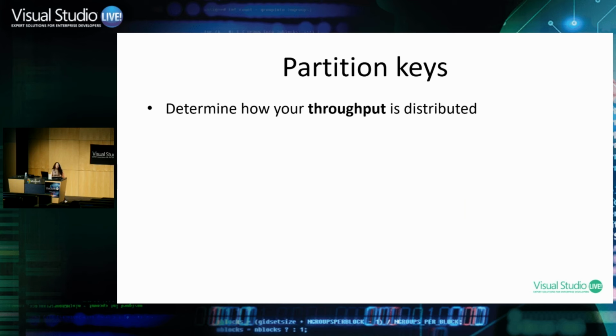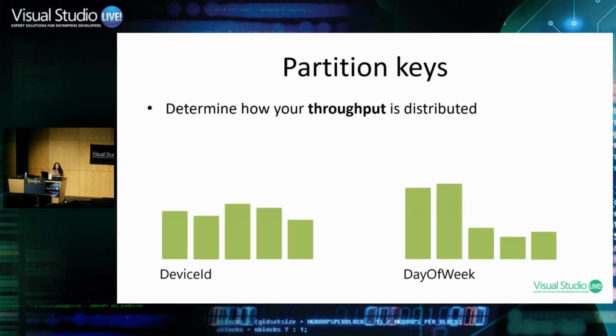All right, let's take a look at the last effect of partition keys, which is how your throughput is distributed. Now, again, we have our same 2 containers. We have device ID and day of week, and they have that uneven skew, right? So when we provision the number of RUs for this container, let's say we want 25,000 RUs. By default, Cosmos DB actually divides all of your RUs evenly across all of the physical partitions.